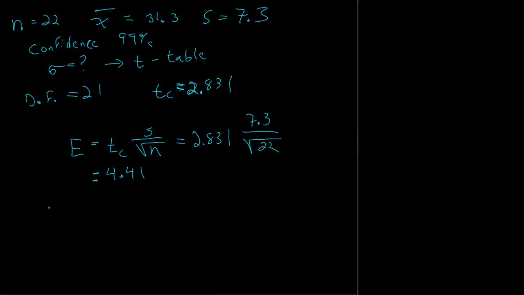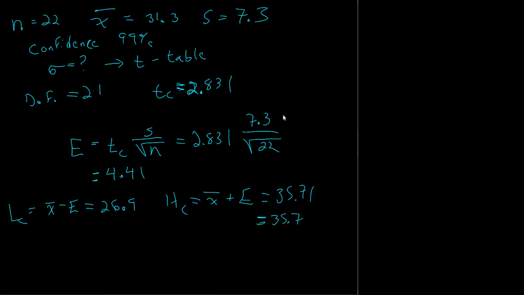And so our confidence interval will be x bar minus e for the lower end. So I'll put lower confidence. So 31.3 minus 4.41 gives me 26.9. And my higher confidence level will be x bar plus e. So I'll just scroll up on the calculator, change the minus sign to plus, and I get 35.71. And so we have our 99% confidence level coming through here. Sorry, I want to keep one decimal place, so we'll keep this as 35.7. So we stay consistent within the problem, and 26.9.